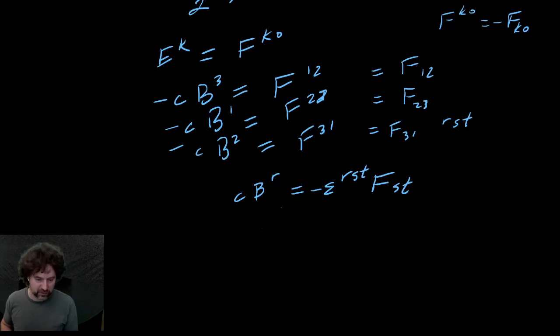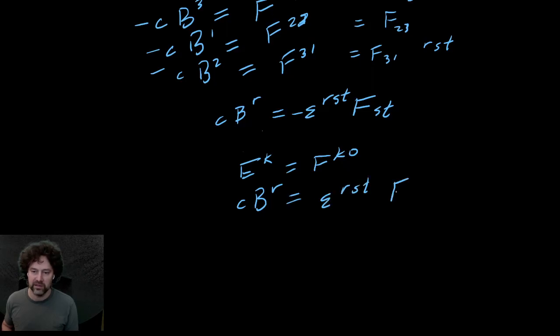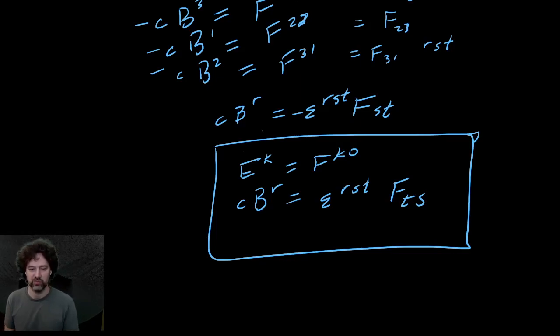We want to summarize our interrelationships between the electromagnetic field components, just in terms of tensors alone, without resorting to STA. We now have that Ek is F k 0, and we have C B R equals epsilon R S T F T S. There we go. So that's the last step, is just we wanted to ensure that we have a way of relating our tensor equations back to the original electric and magnetic field components without having to go back and look to see how we represented the Faraday field in terms of those tensor components.